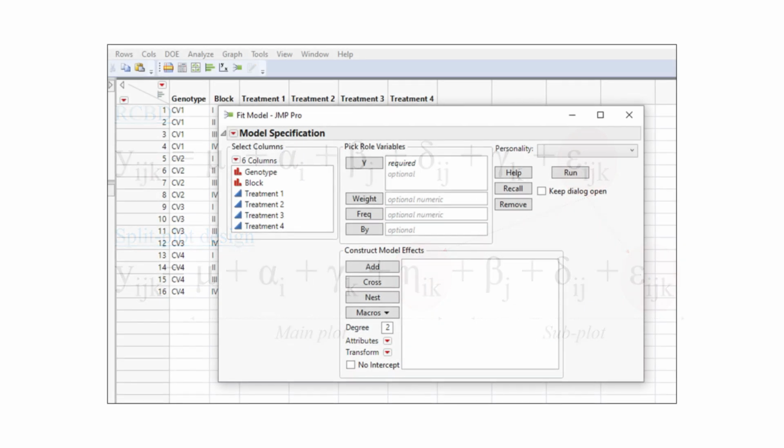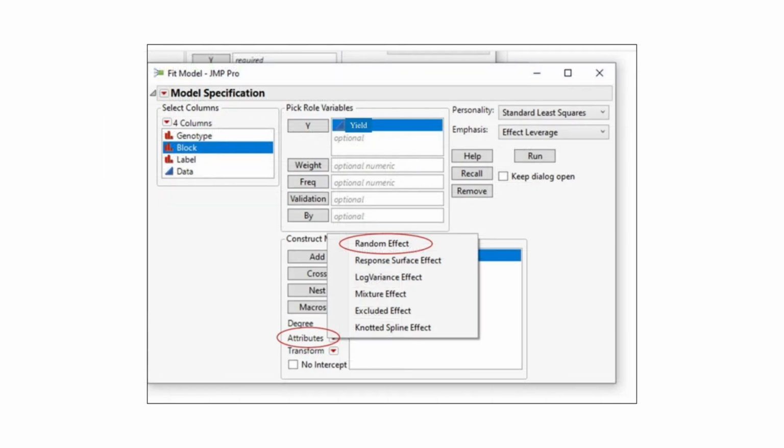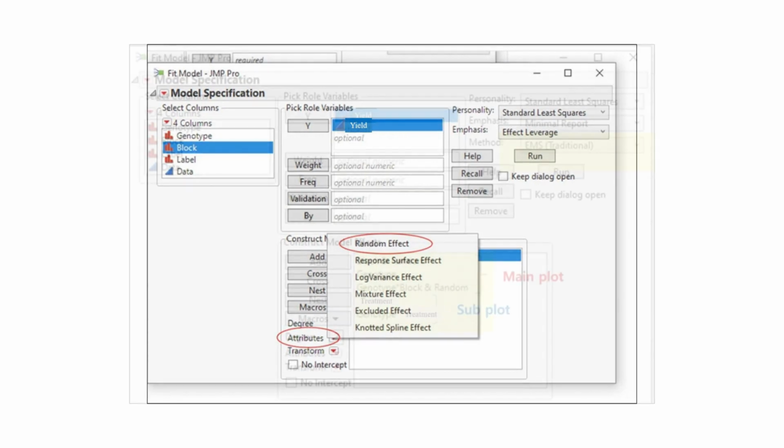Now let's practice setting up a statistical model using a statistical program. In most programs, it's quite straightforward to set up the statistical model for a split plot design. In the case of JMP, we need to set up the model step by step. Select Analyze and then Fit Model in the menu. In Y, select Yield, and in Construct Model Effects, first select Block, and then select Random Factor in Attributes. The whole model construction will be below.